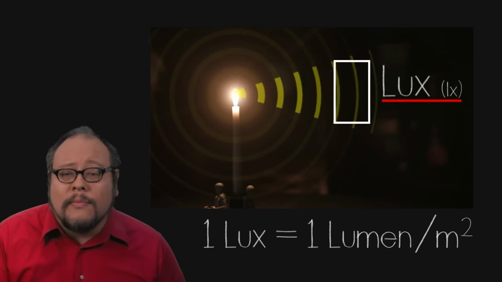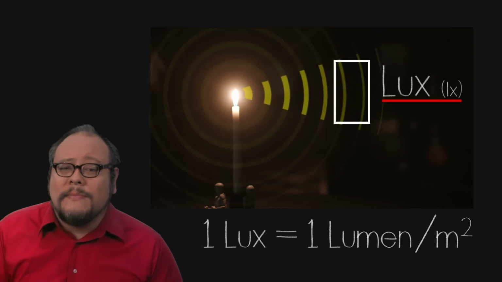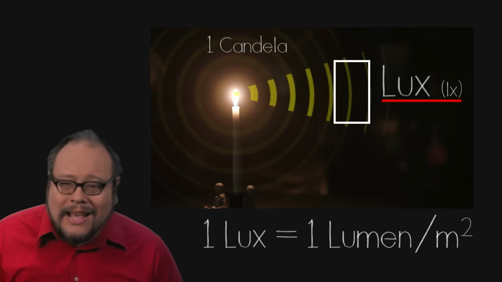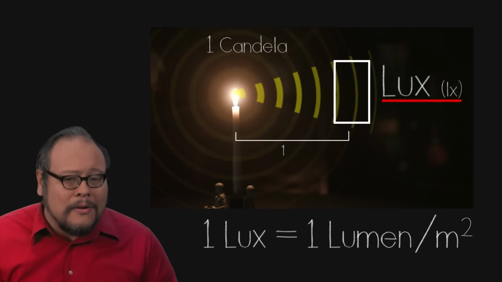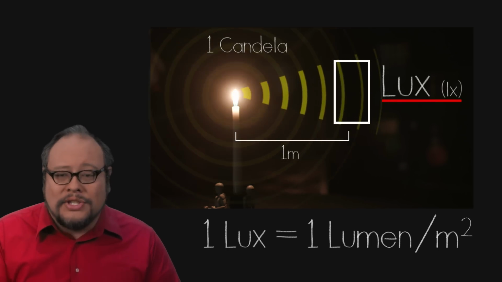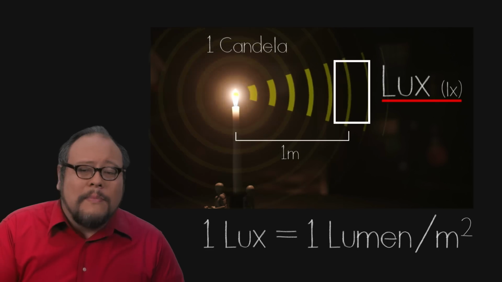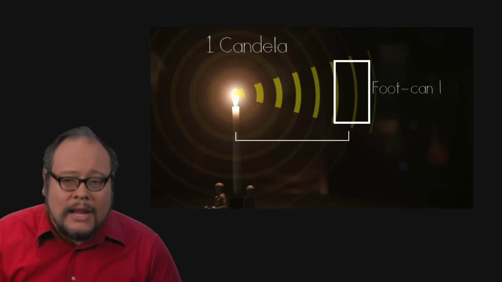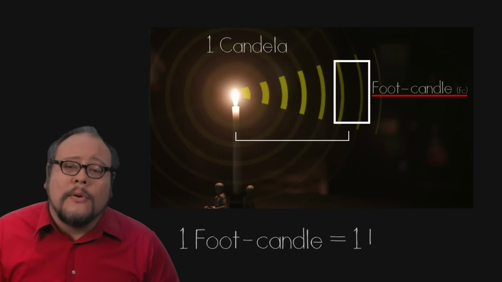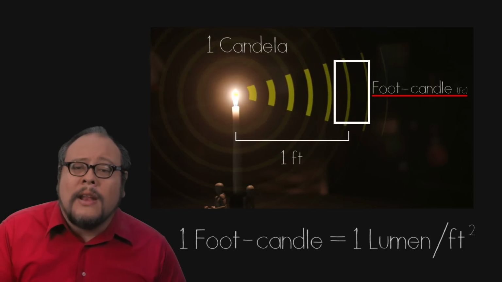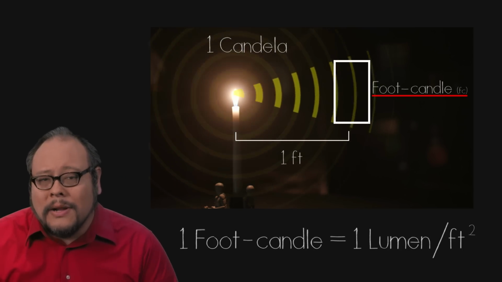Now we come to the unit we will use to measure how much light actually flows through or lands on a given area in space, the lux. One lux is 1 lumen per square meter, which also happens to be the flow generated by 1 candela light at the distance of 1 meter. This is because of the definition of a steradian. The imperial version is the foot candle, which is 1 lumen per square foot, which is also the amount of light of 1 candela at 1 foot.